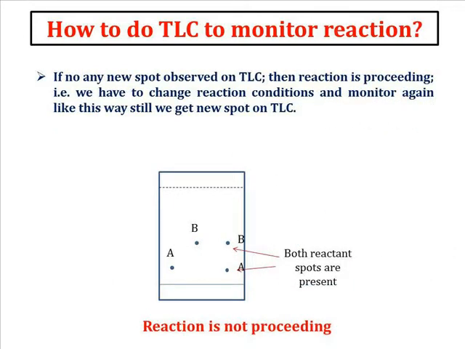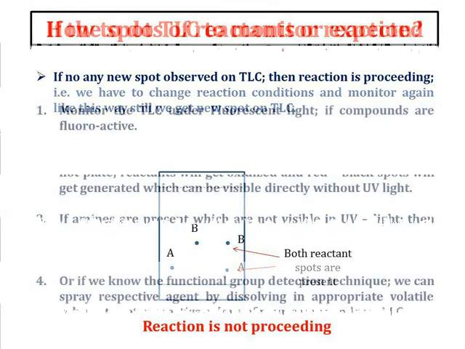But if there is no new spot in the reaction mass, then the reaction is not proceeding. You have to change the reaction conditions for the reaction to proceed. And if both your reactants are absent and you are getting a new clear spot on your TLC plate, then your reaction is completed. You can stop the reaction and go for the workup procedure.